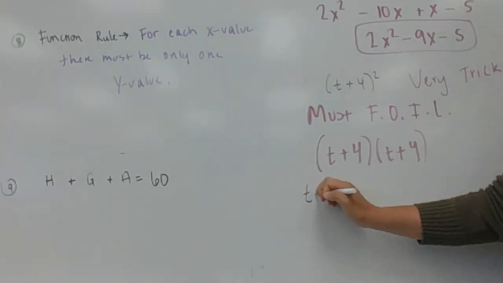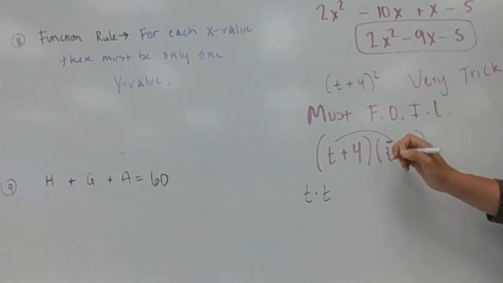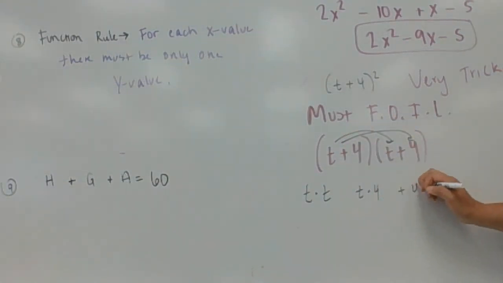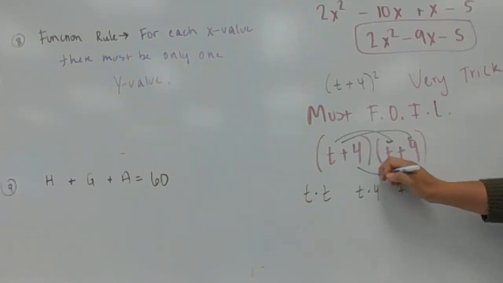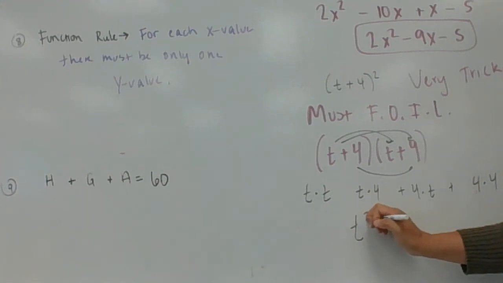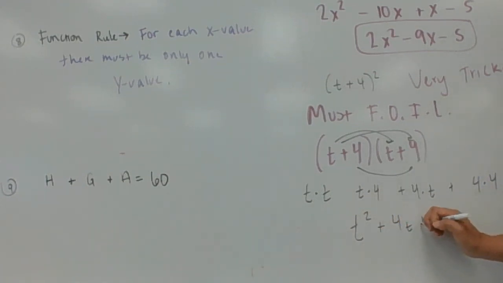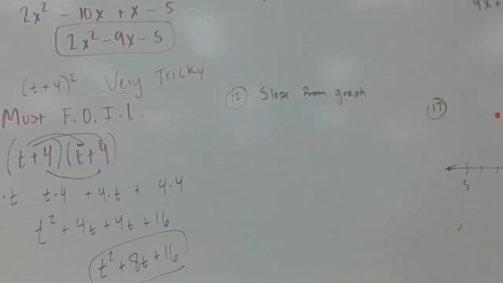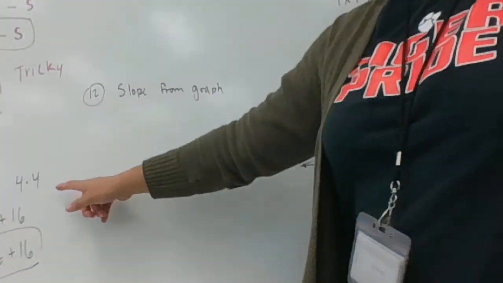This is going to be t times t, t times 4, 4 times t, and 4 times 4. So it's actually t squared plus 4t plus 4t plus 16. Everybody correct that. Even Algebra 2 students do that wrong.